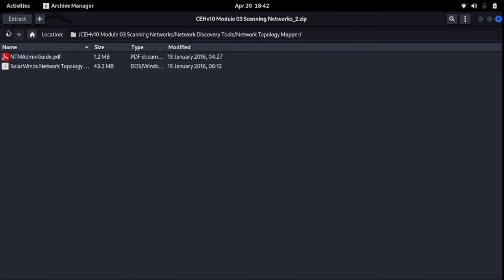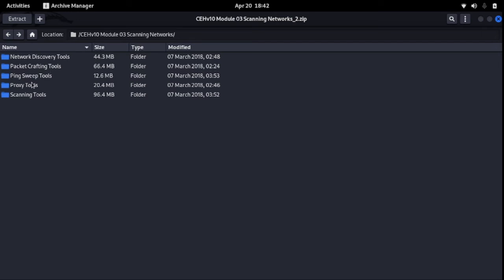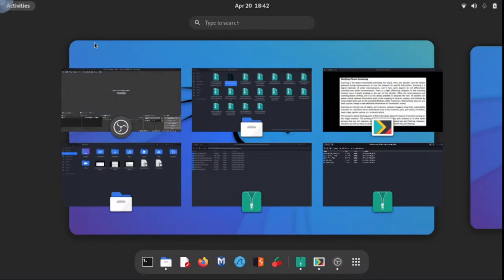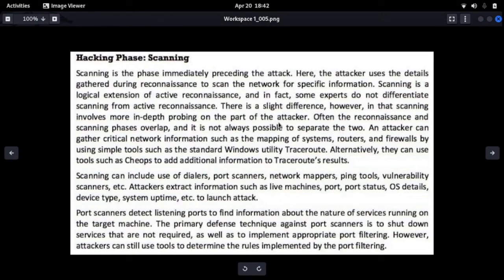Now these are the tools we'll be using to explain each and every phase of this hacking. Are we together? So please take notes.